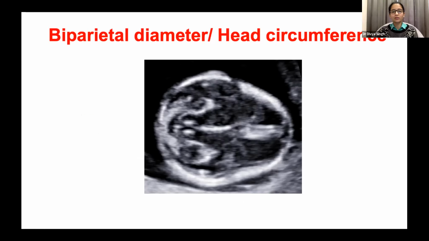Coming to measurement of the biparietal diameter or head circumference. Just as we use the transthalamic plane in the second trimester to take these measurements, in the first trimester, we can also obtain the transthalamic axial section, as you see here. It looks slightly different from that of a second trimester fetus, but here you can still identify these hypoechoic thalami on either side of the midline, separated by this echogenic third ventricle. So this is the transthalamic plane.